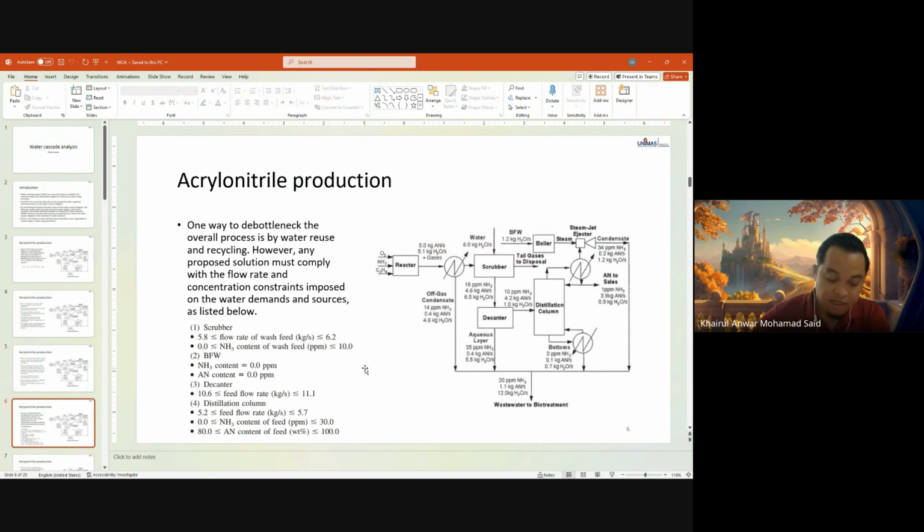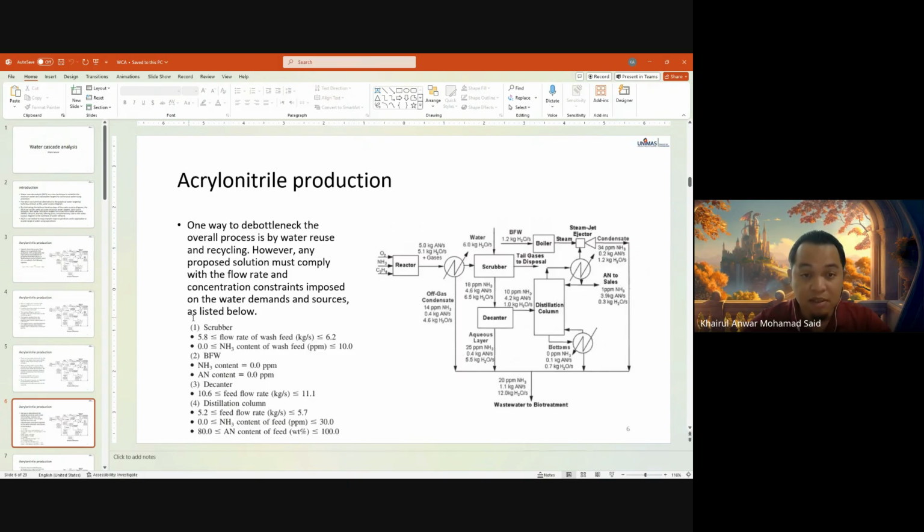So before we can start, we need to set our target. To maximize reuse, instead of sending this water to the wastewater, we need to recycle this water back to here. To allow the maximum recycled wastewater to enter the scrubber, we should set its flow rate absolutely.